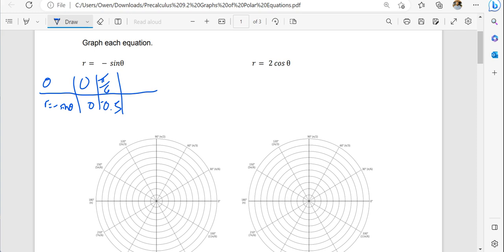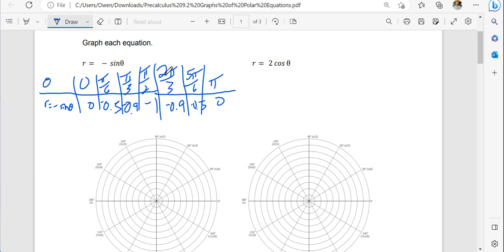I'm going to keep doing this for each pi over 6. Pi over 3 is going to be approximately negative 0.9. Pi over 2 will be negative 1. And I finished up to pi, and then if I go beyond some pi over 6, it's going to follow the same pattern, except it's going to be positive values, right?